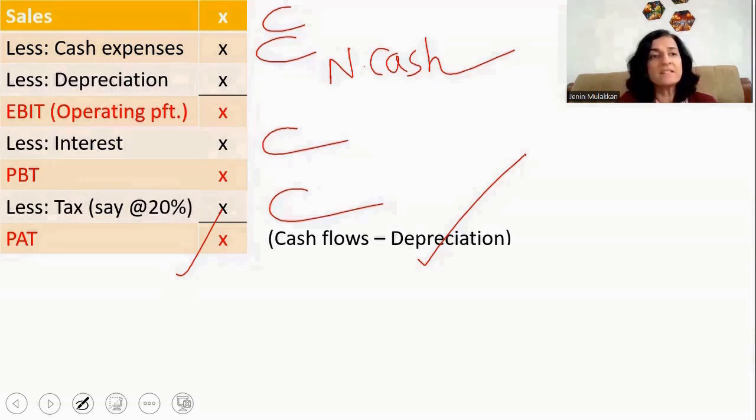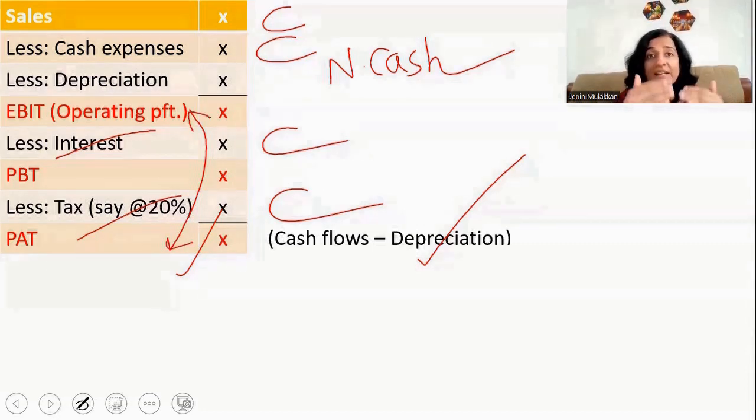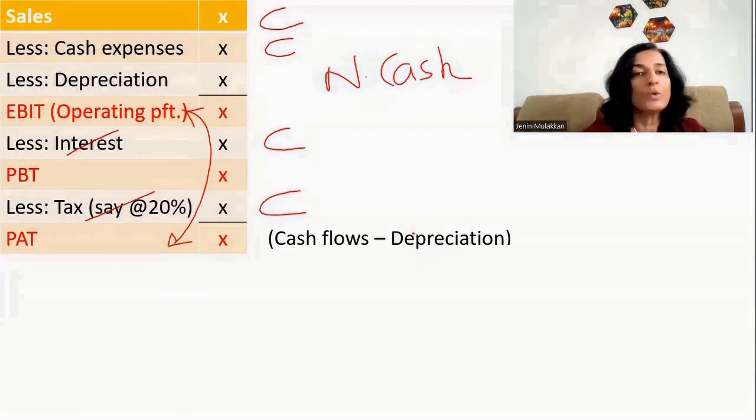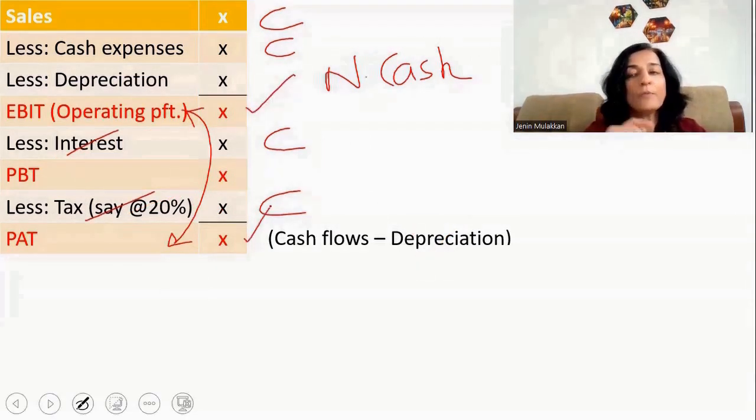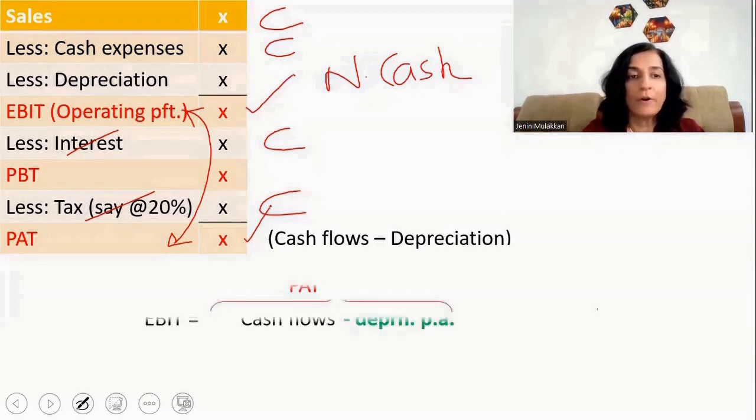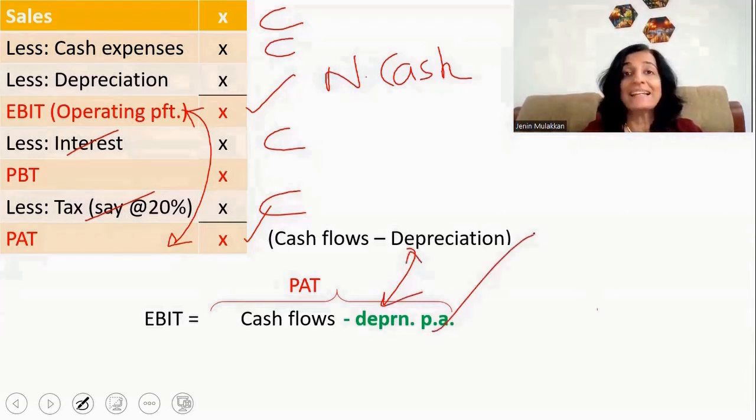Now, in many of the questions, this interest and tax will be absent. They will not give it, which means that the EBIT and the profit after tax will be the same, because the intermediary figures that we are reducing, that's the interest and the tax, are absent. So since the EBIT and the profit after tax is the same, the formula for EBIT can be written as cash flows minus depreciation. Now, depreciation is calculated based on the straight line method. So under the straight line method, how do we calculate depreciation?